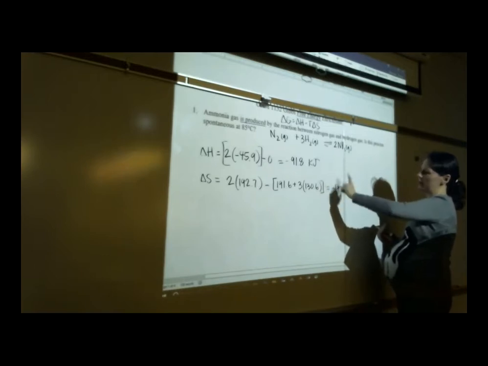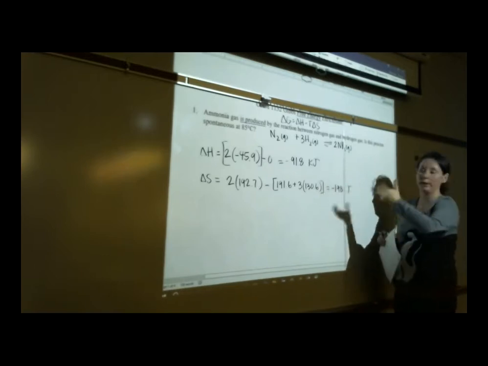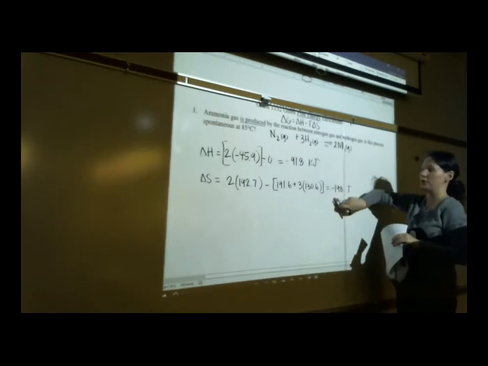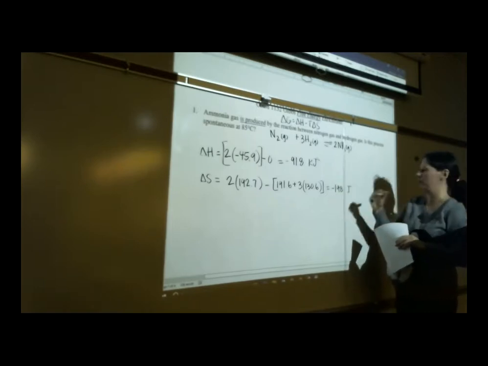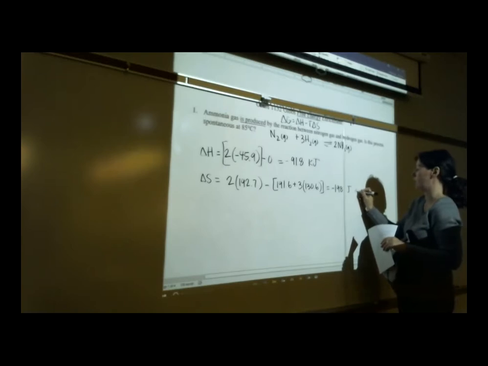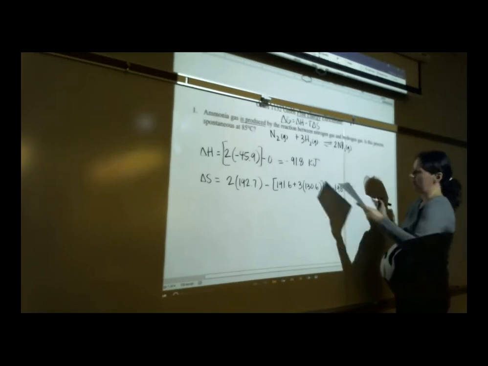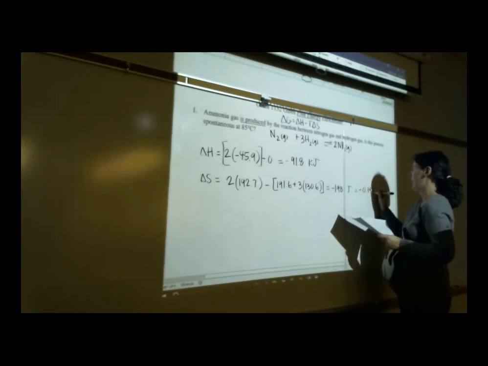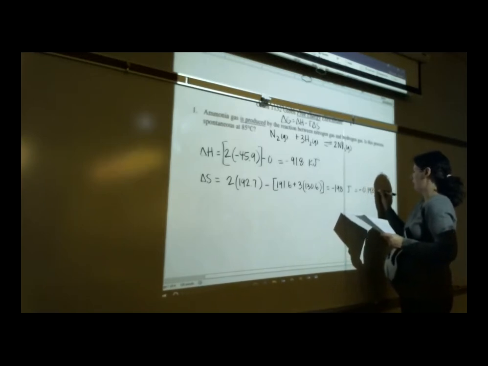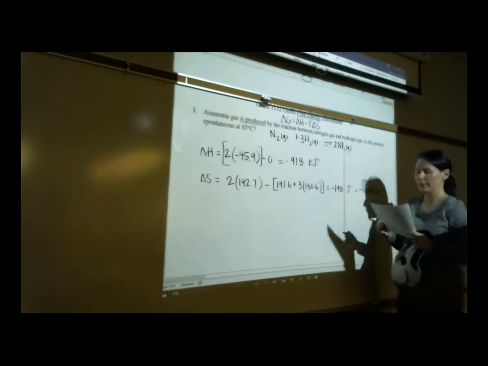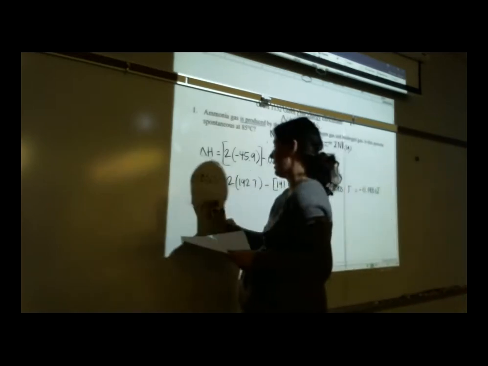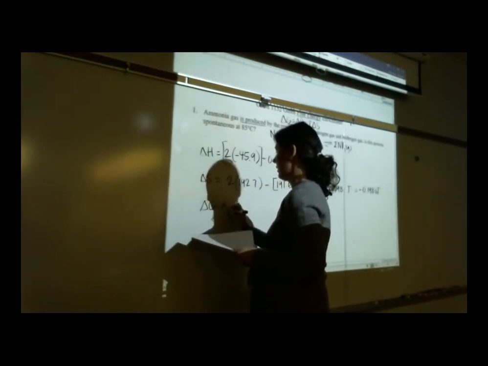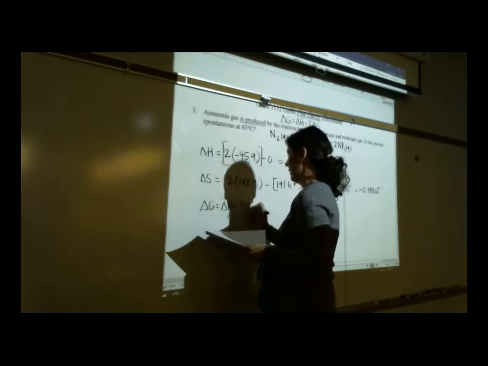One's in joules, one's in kilojoules. So I don't care which one you pick. Do we agree on the values of delta H and delta S? Because we're using the same reference page, we should have very, very similar values. I converted to kilojoules. So that's negative 0.198 kilojoules. And so now delta G is delta H minus T delta S.